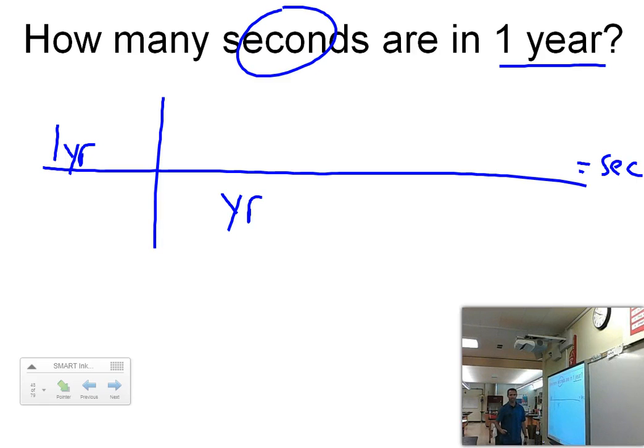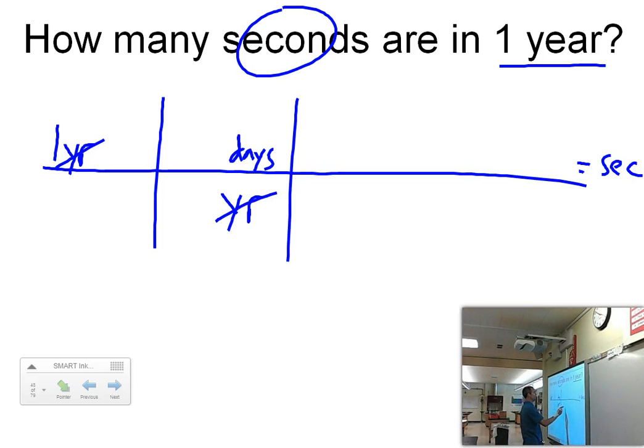I don't know how many seconds are in a year, but I do know how many days are in a year. Okay? There are 365 days in a year. Now I'm going to hold off on putting those numbers in right now, just to show you another way where you just write out the dimensions, and then we'll go back and plug in the numbers. So if I do this, I cancel and I get days. Days are not seconds, okay?